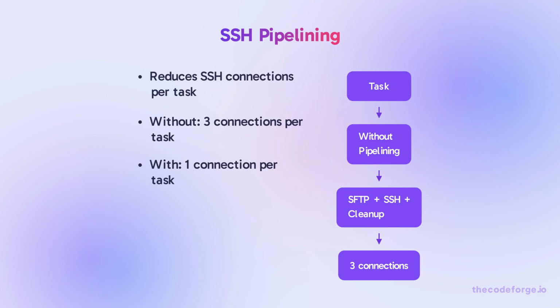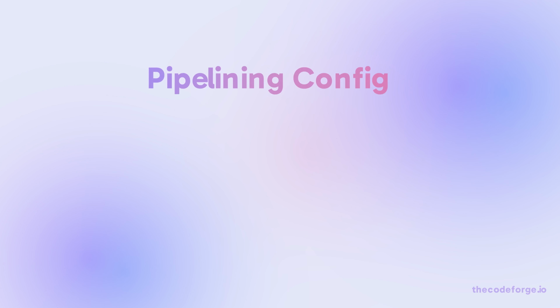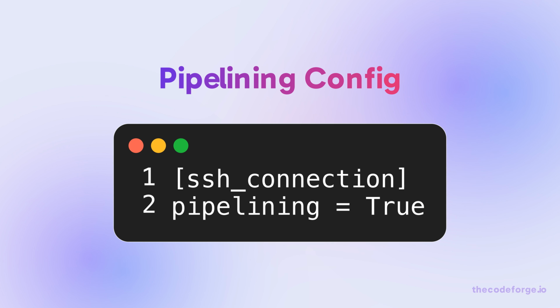SSH pipelining reduces the number of SSH operations required to execute a module. Without pipelining, Ansible sends the module file via SFTP, then executes it via SSH. With pipelining, it sends the module as part of the SSH session, eliminating the separate file transfer. Enable pipelining in ansible.cfg. This requires that requiretty be disabled in sudoers on managed hosts, otherwise you'll get sudo errors.